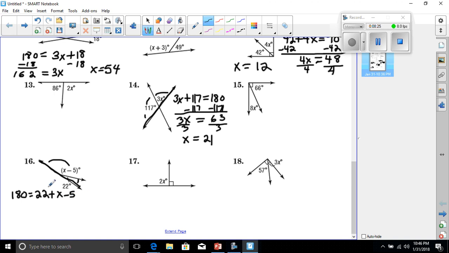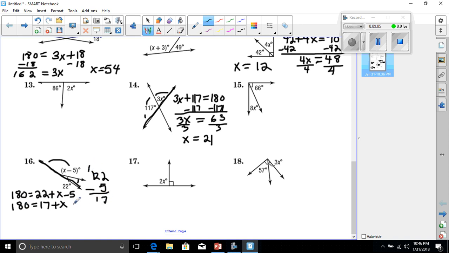Now, I know what you're thinking. Wow, this is a lot over here. But remember, we have to combine like terms first. What is 22 minus 5? Okay? 22 minus 5 is actually going to give me, let's see, 17. So now I have 180 equals 17 plus x. Does that make sense? 22 minus 5, right? That's going to be 7, and I had to borrow 1, so it's going to be 17.